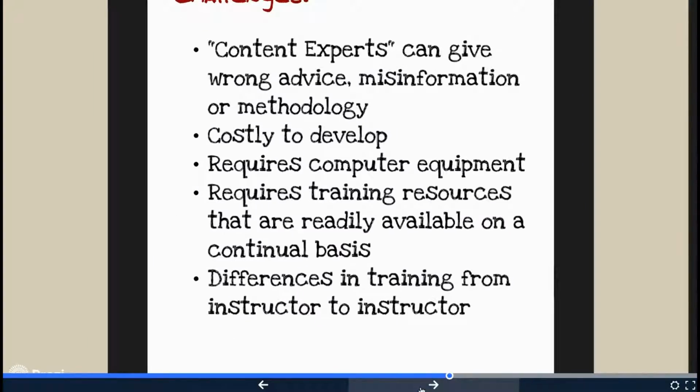Some challenges of just-in-time learning. Content experts can give wrong advice, misinformation, or methodology. It can be costly to develop based on the type of corporation that it is being instilled in. It requires computer equipment, which can be costly as well, and requires training resources that are readily available on a continual basis. And differences in training from instructor to instructor. We all know that even if the content is the same, it does not necessarily mean that it will be taught the same way. Thus, content comprehension is changed.